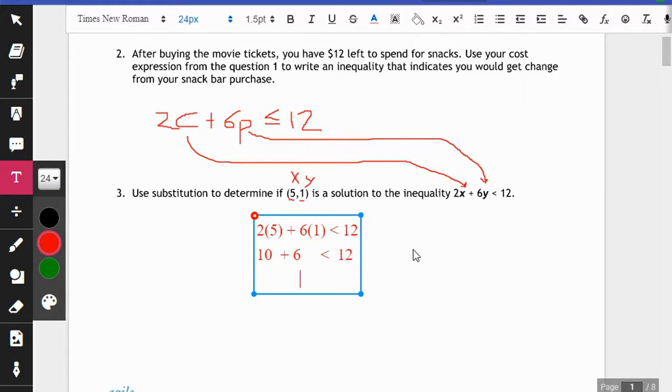In other words, 16 is less than 12. Is 16 less than 12? I think it is. It seems to me that that's true. Just going to go out on a limb and say that that doesn't make any sense.